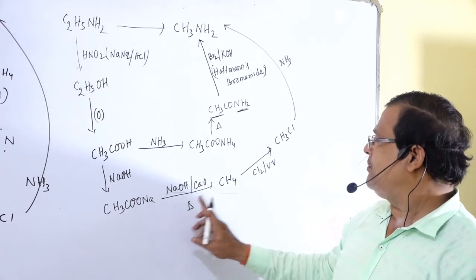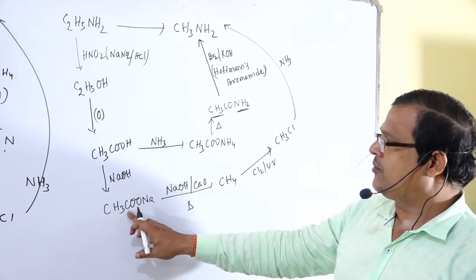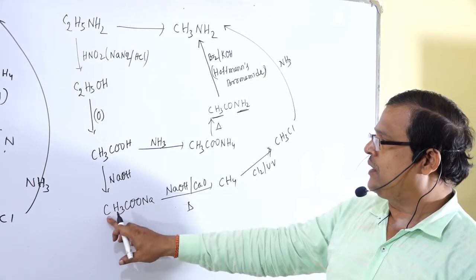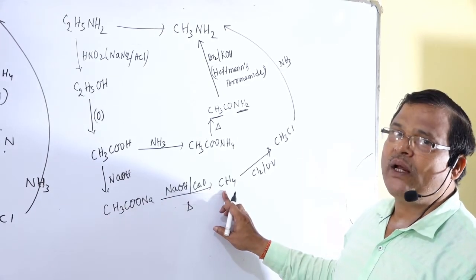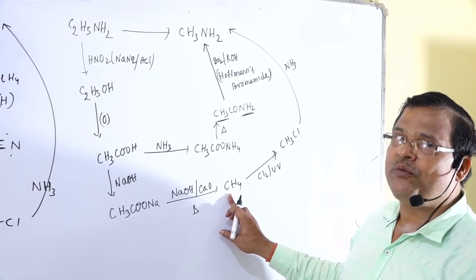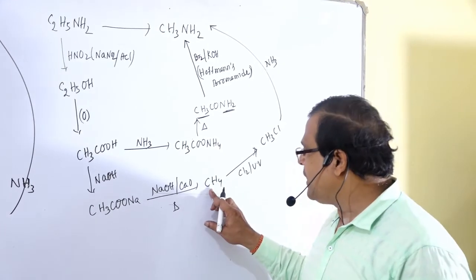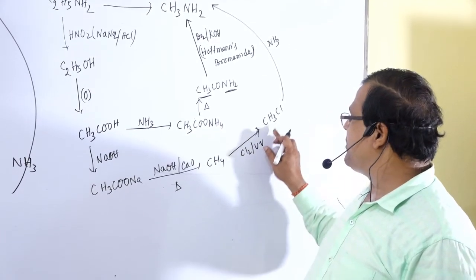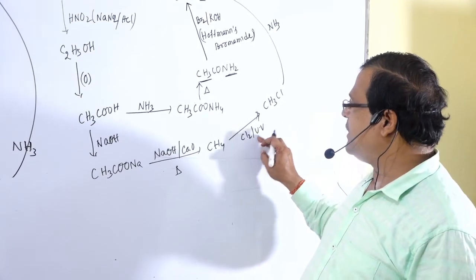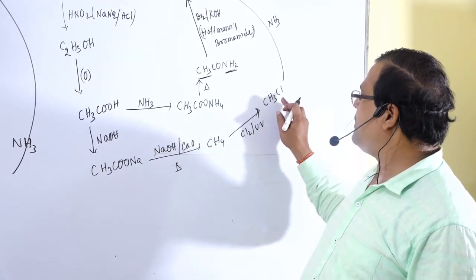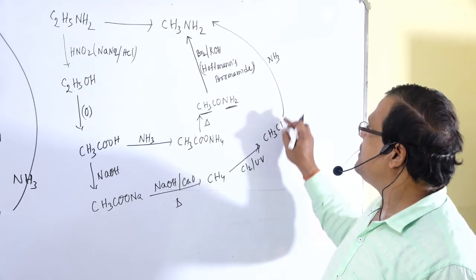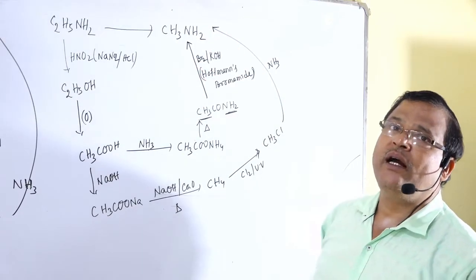There is the formation of an alkane with one carbon atom less. Where there were two carbon atoms, there will now be one, so an alkane with one carbon atom less will be formed. That alkane reacts with chlorine in the presence of ultraviolet sunlight, so one hydrogen atom gets replaced by chlorine. Again, this compound reacts with ammonia to form an amine.